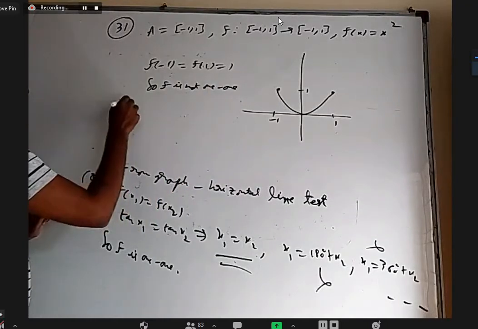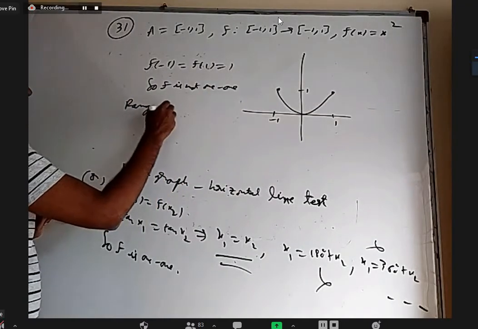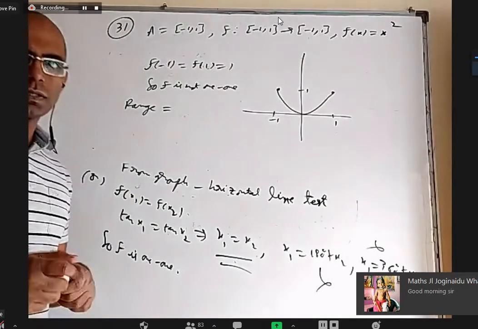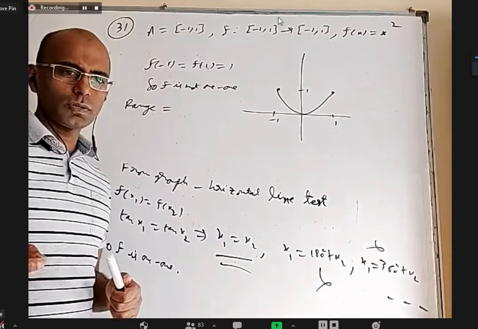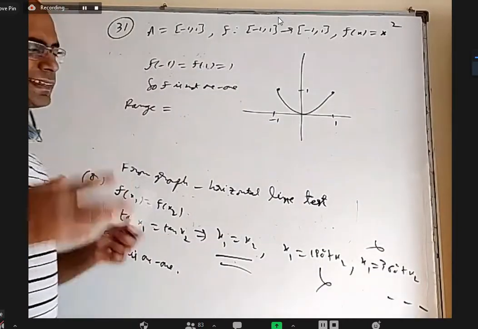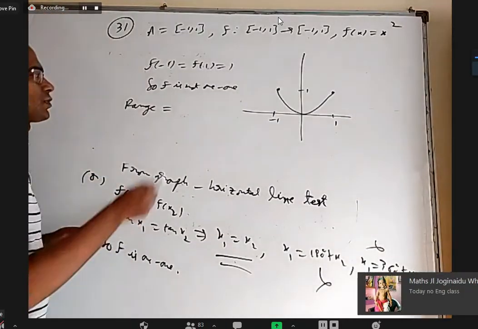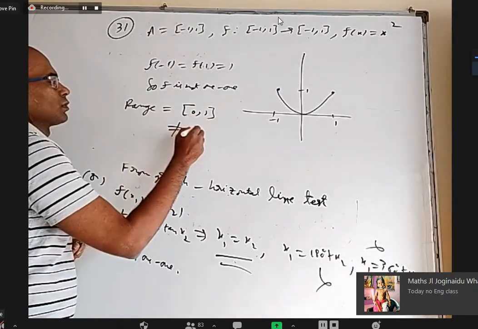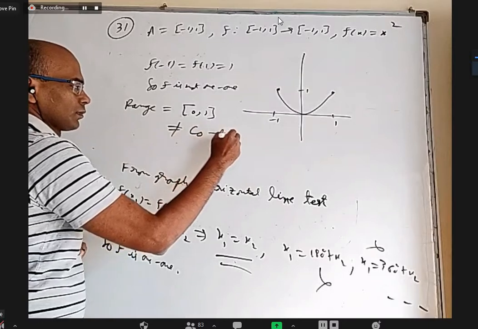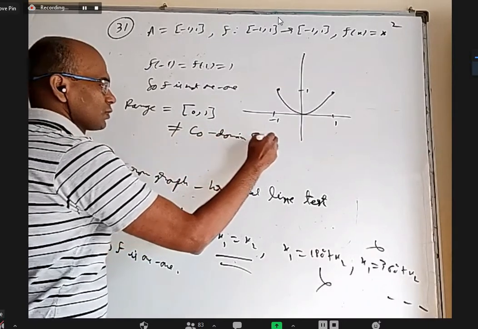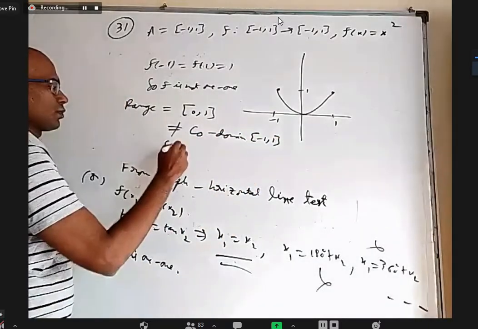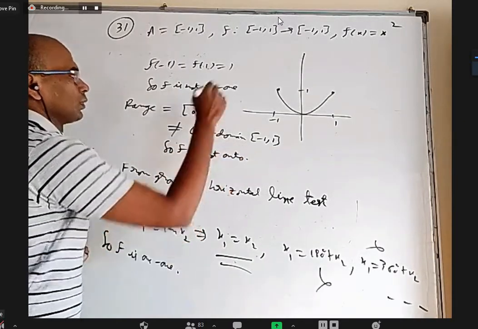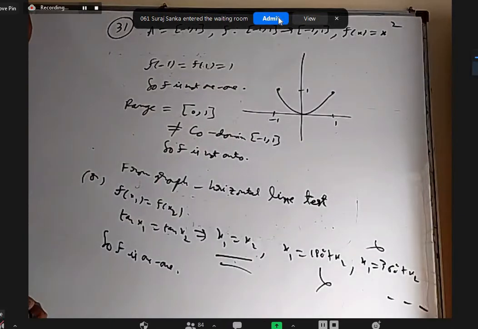What is the range of this function in the given domain? 0 to 1, sir, closed interval. Yes, closed. You take any number between -1 and 1 and square it. It doesn't cover negative values, it will cover only positive values including 0. So the range is closed 0 to 1, which is not equal to the codomain, -1 to 1. So it is not onto also. So it is neither one-one nor onto.